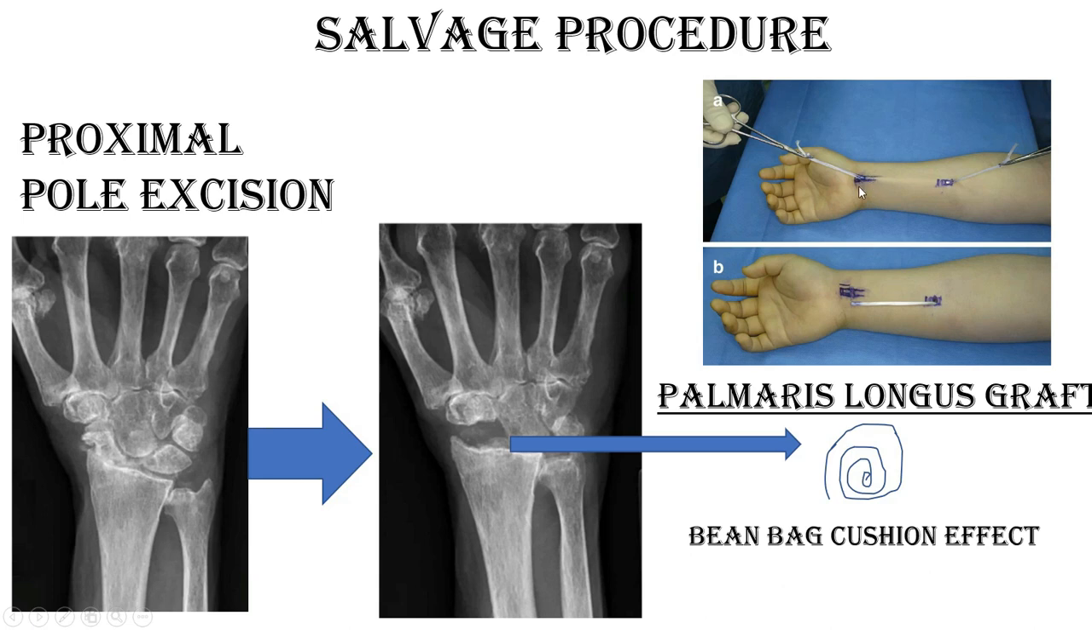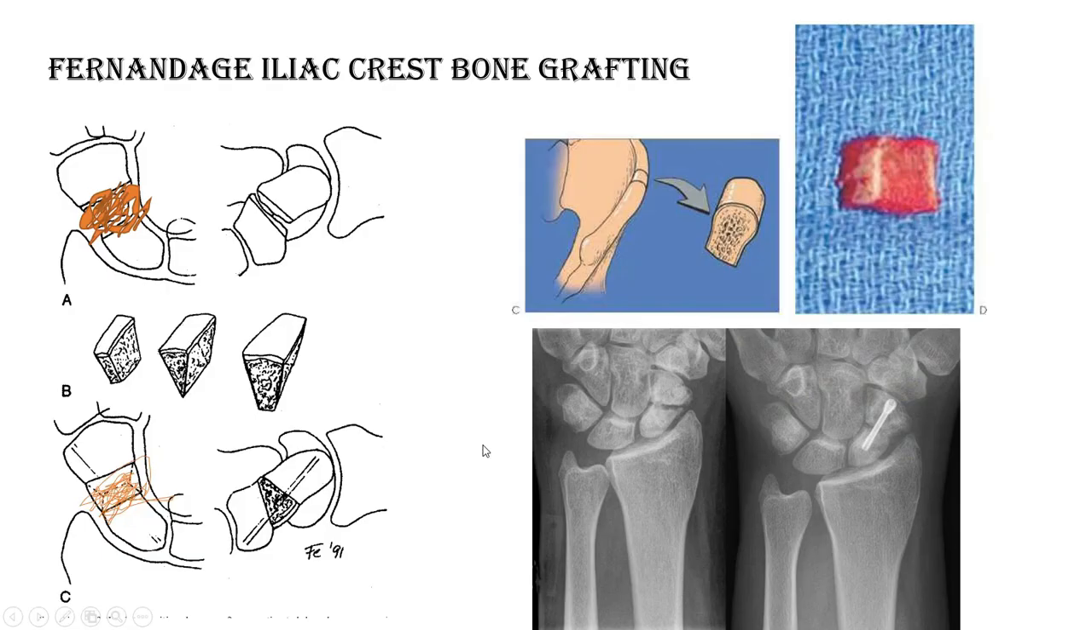Just nick here, I will put in a mosquito, hold the palmaris longus, and drag it, and there will be an impression, and I will put the cut here, and the palmaris longus graft is ready. Now it will be rolled to make a bean bag, and it will be put in as a cushion. So the chances of further wrist destruction and further wrist pain will be decreased.